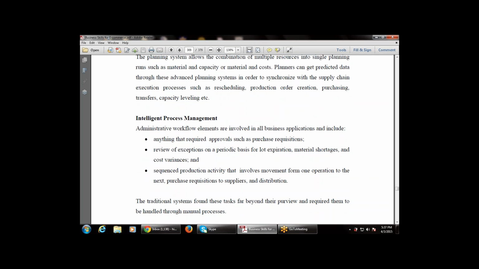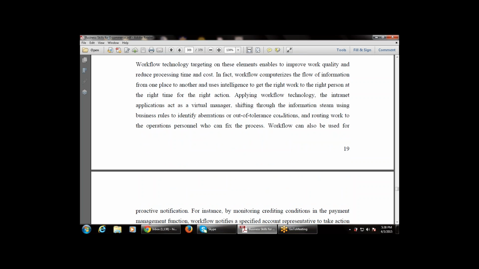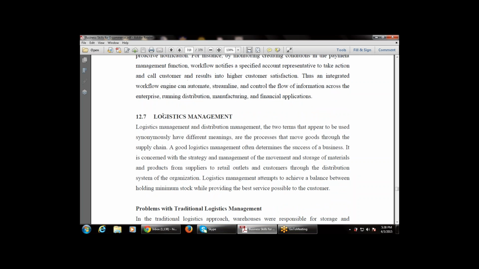First is anything that requires approval, such as purchase requisitions, and review of exceptions on a periodic basis for lot expiration, material shortages and cost variances. Then sequence production activity, that involves movement from one operation to another, to the supplier and the distributors. The traditional system found these tasks far beyond their purview and required them to be handled through manual processes.